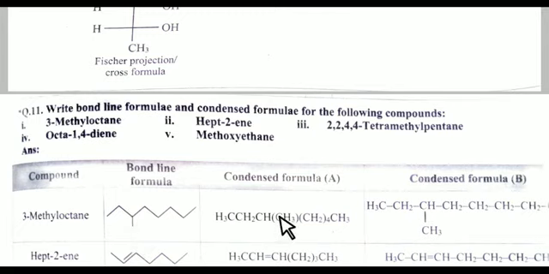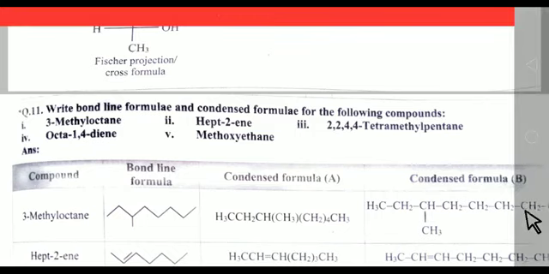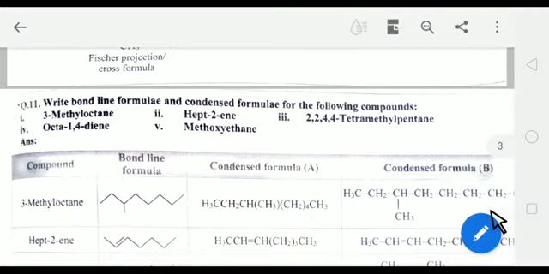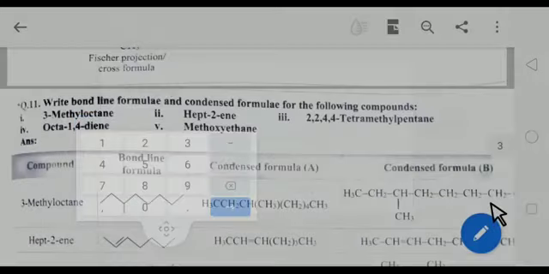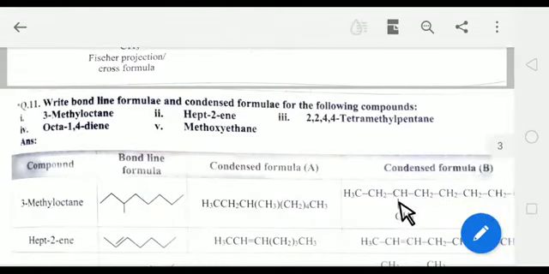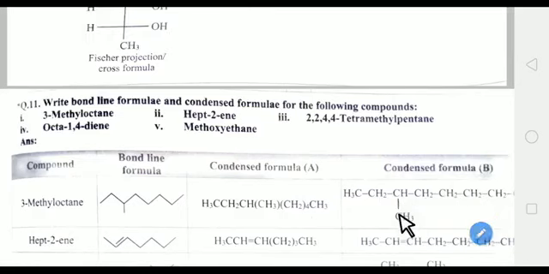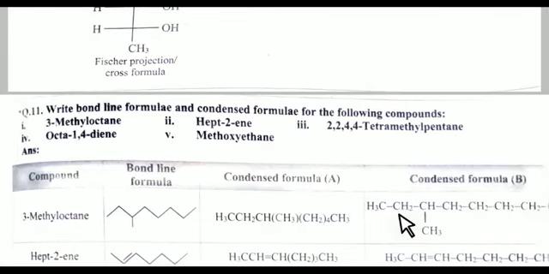Now the condensed formula. As you know, there are two types of condensed formula: condensed formula A and condensed formula B. In condensed formula A, brackets are used and no bonds are shown, and in condensed formula B bonds are shown. See here, student, first condensed formula B: 8 carbon atoms are there, 1, 2, 3, 4, 5, 6, 7, 8, and the third carbon contains the methyl branch. See here, this is the methyl branch. So it is nothing but condensed formula B of 3-methyloctane.